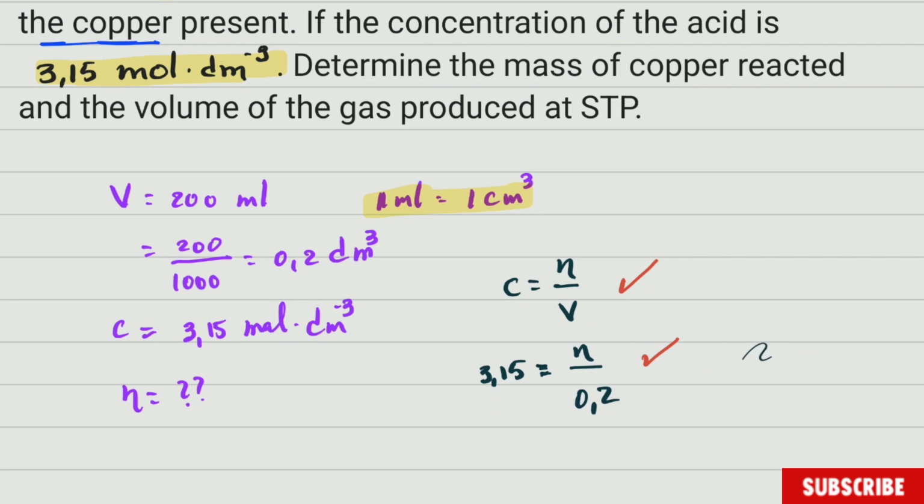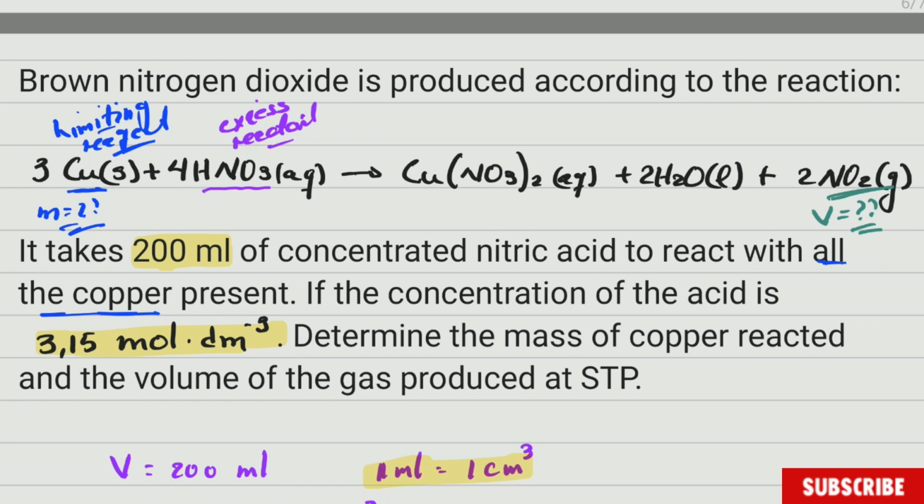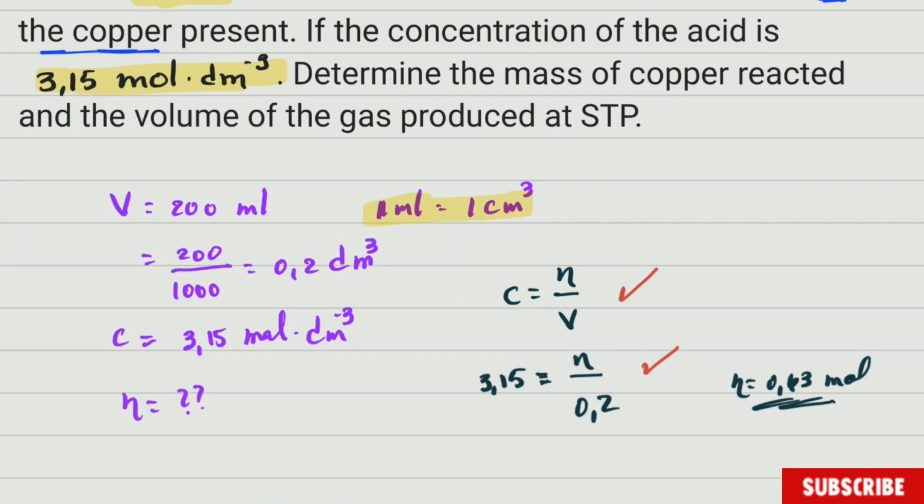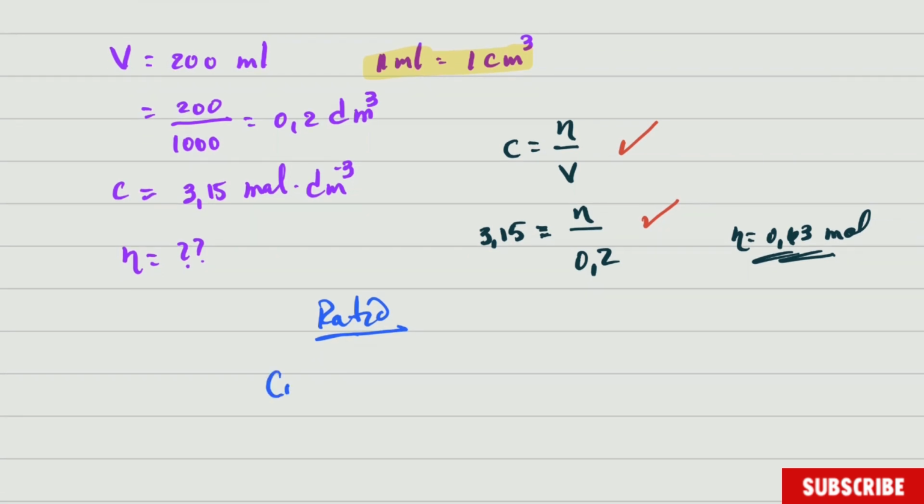Anyways, when you do this one, you get that the number of mole is going to be equal to 0,63 mole. Now guys, what are we going to do with that one? Simple. We are going to come here and we are going to use the ratio. We are going to use the ratio of everything, first to find the copper, and then to find the nitrogen dioxide. Okay, so first for the copper we are coming here and we are going to write the ratio of copper to the nitric acid.